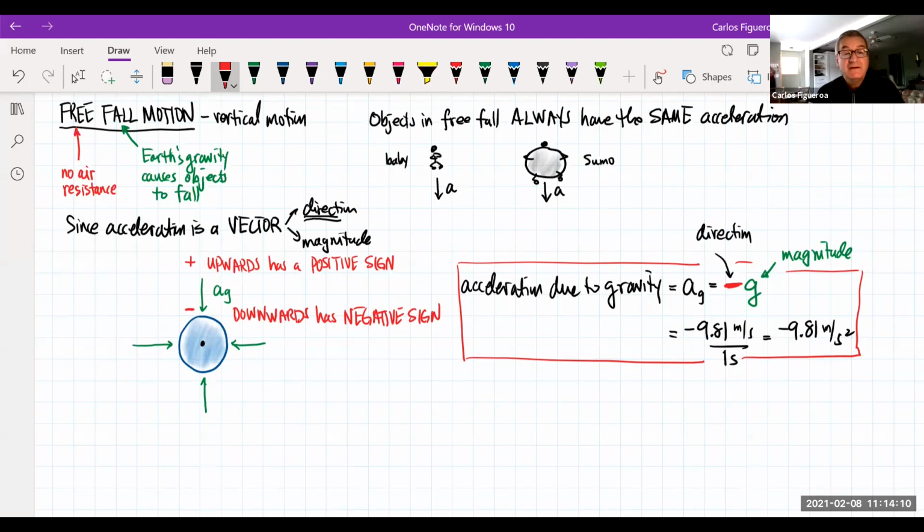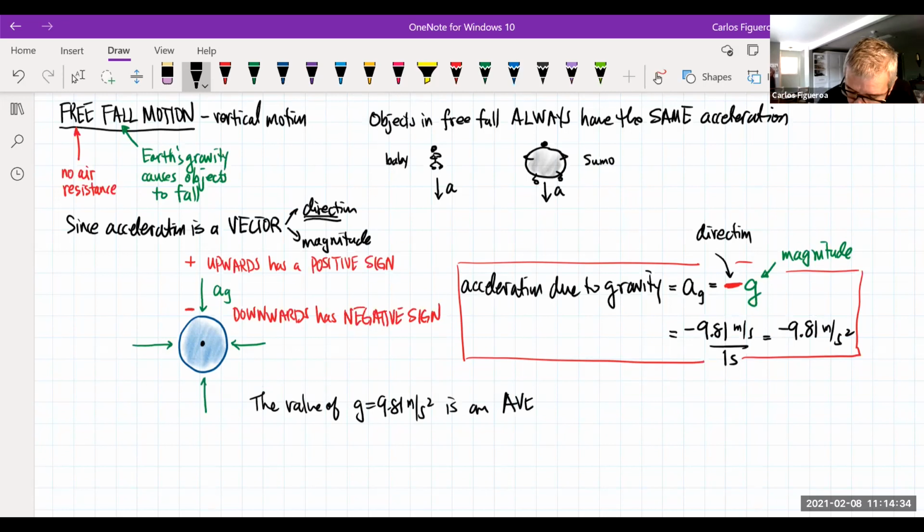Okay, so let's check this out. What does this 9.81 meters per second squared mean? What it is here is that it's an average. The value of g being 9.81 meters per second squared is an average value.